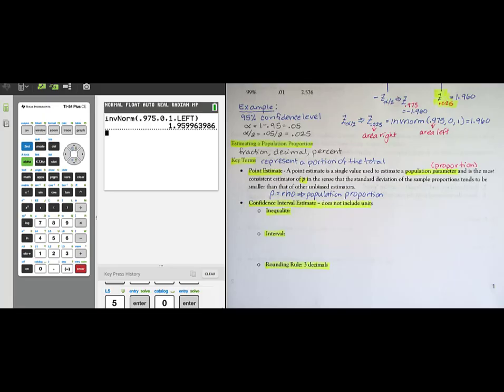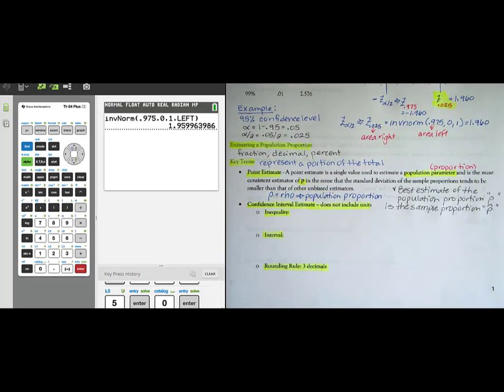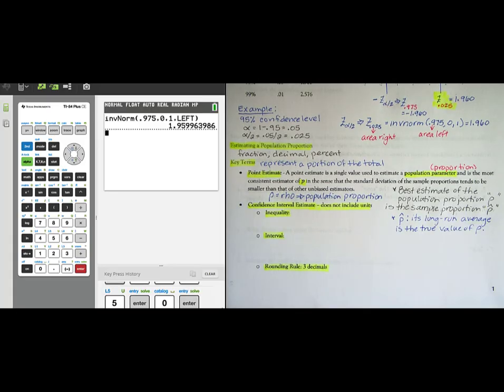So what does that really mean? The best estimate of the population proportion, rho, is going to be the sample proportion that we're going to call p hat. So why do we use p hat? Basically, the long-run average of your p hat, or your sample proportion, is really the true value of your population proportion. Meaning, if you took a bunch of random samples, the average is going to be rho, the population proportion.